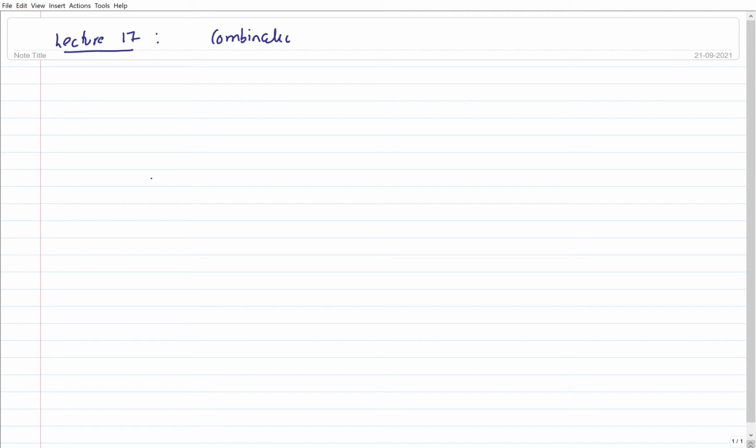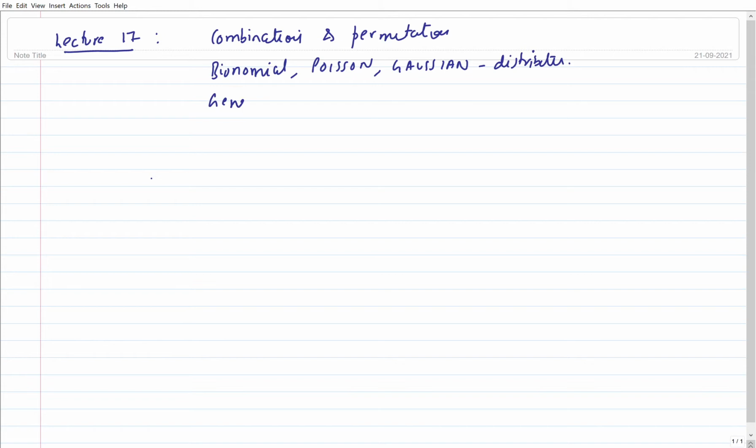First, let's start with combinations and permutations. Then binomial, Poisson, Gaussian distributions. And then general properties of distributions.